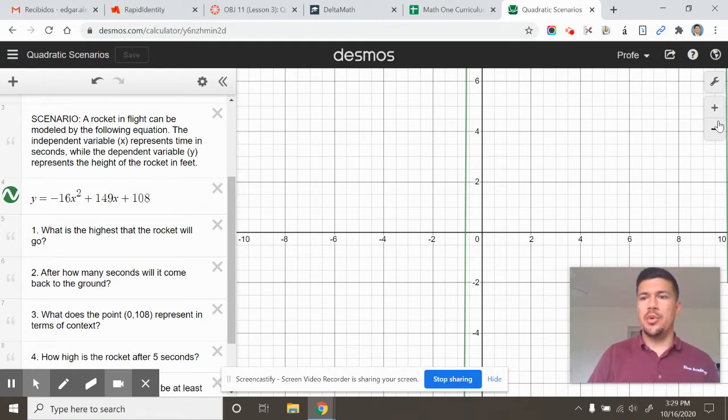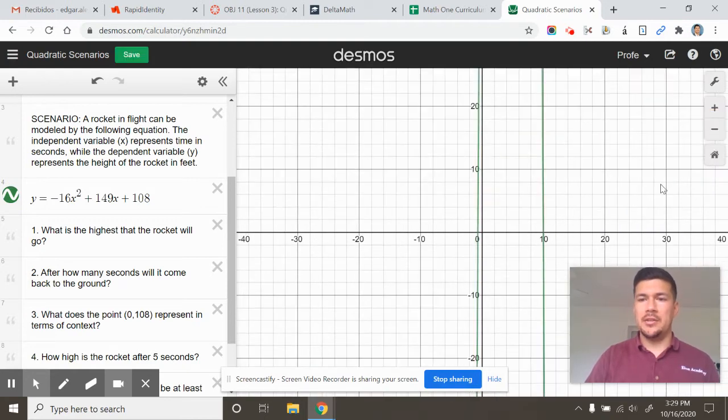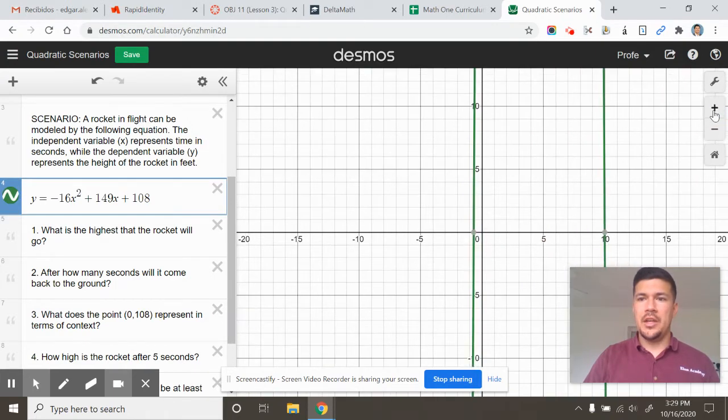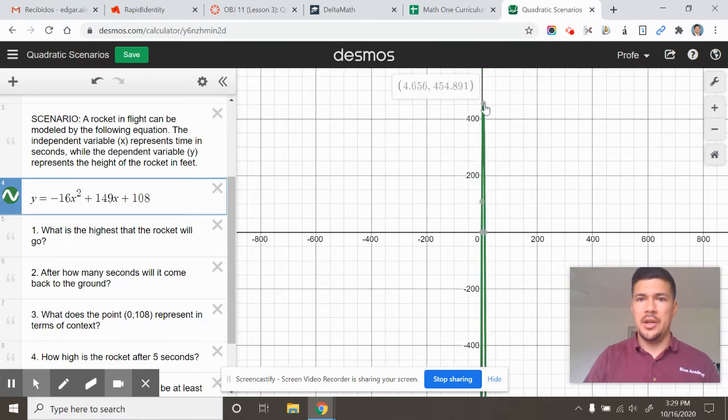So the first thing that I would want you guys to do is to zoom out so that you can actually see a parabola. If you can see a parabola, then you've zoomed out enough. So I can tell now the second x-intercept is about 10, almost 10. And if I continue zooming out, I'll find the vertex of this one at 4.6.